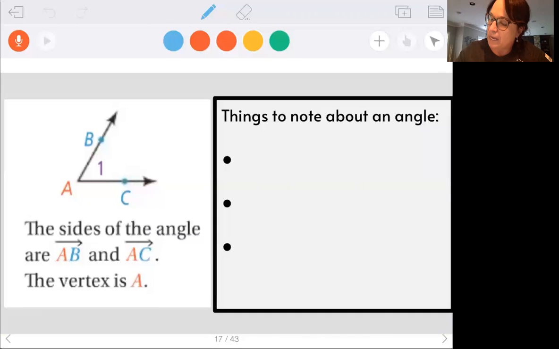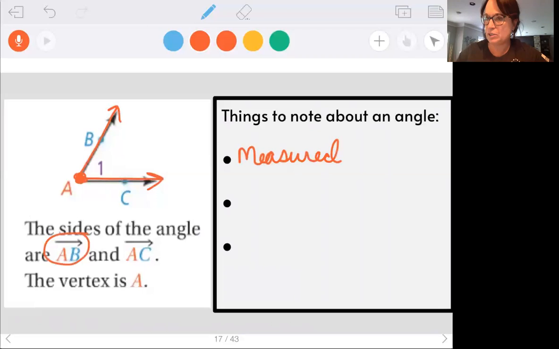You'll note that its sides are made up of rays. Ray AB, remember we used that vertex to name the rays, so that's why the A is first, and ray AC meeting at the vertex makes an angle. Things to note about an angle. First of all, they're actually measured two ways, but in geometry, we'll be measuring them in degrees. In higher levels of math, we use a larger unit of measure.